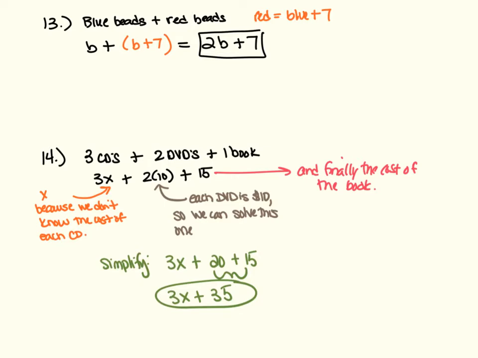Okay, for 13 and 14, if you memorize the technique that we did in our notes, it's pretty much the same technique. However, in number 14, they give you the price for DVDs in the book. So those are going to be your constants. The 3x is the value that we didn't know for the CDs, so that was our only variable. When you combine all the like terms together, you get 3x plus 35. If you have any questions on this, please come and see me, because we need to get this taken care of if you don't understand it.